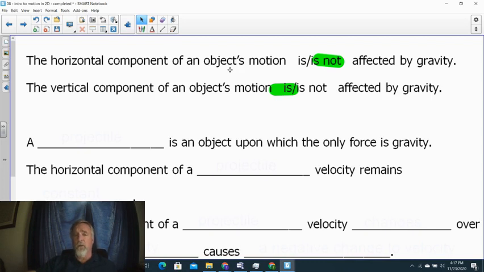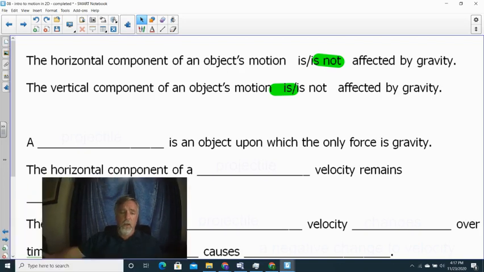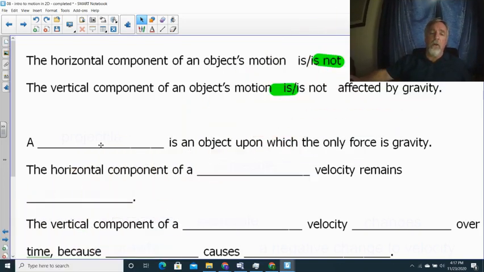The vertical component of our object's motion is definitely affected by gravity. As soon as it leaves that bleacher, there's nothing holding it up, it's going to start falling down. So what do we call this kind of motion? We call this projectile motion. Think of a cannonball being shot out of a cannon. A projectile is an object upon which the only force is gravity. We can ignore wind resistance, friction, wind, and currents. It's just saying the only force on that object is gravity.